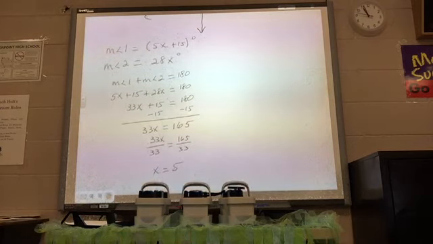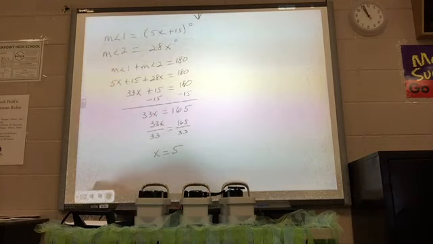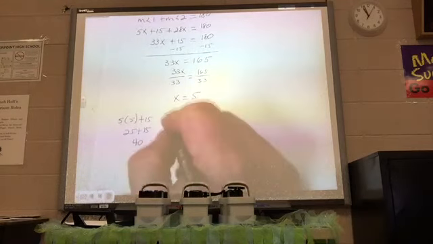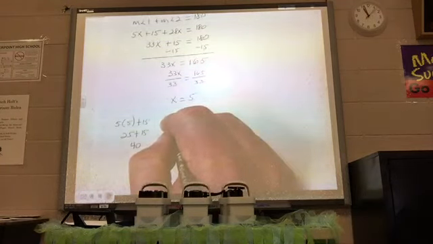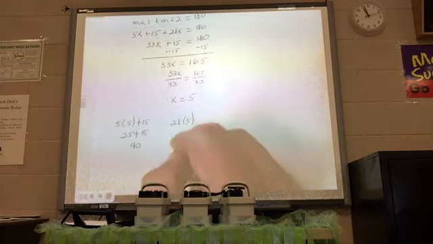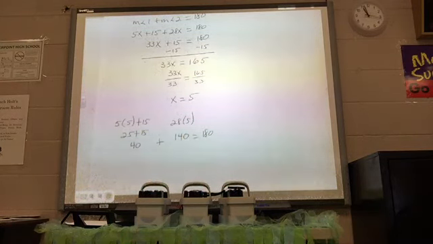Okay, this is 5. Now, if I wanted to know the angle measures, I can go back up here and say 5 times 5 plus 15. That one's 40. And this one's 28 times 5, which is 140. And it does come out to 180. You just went a long way, but you got there.